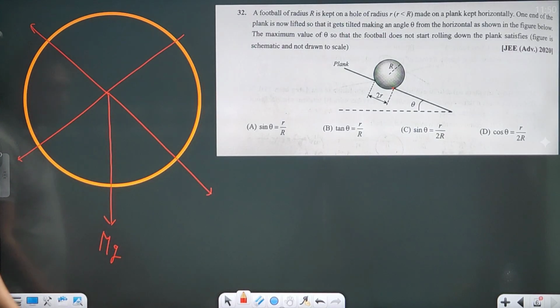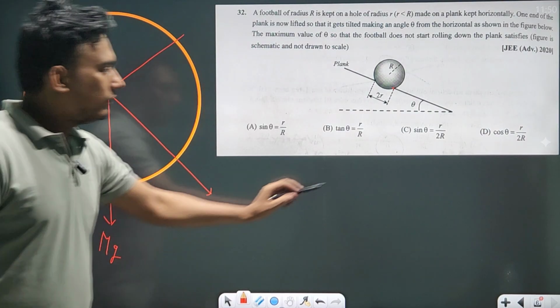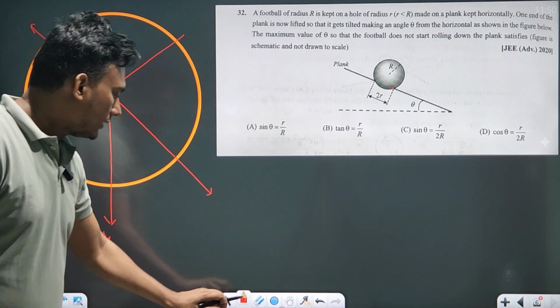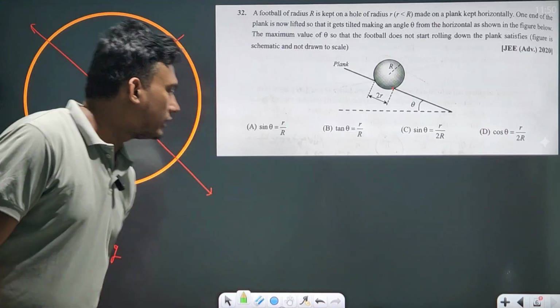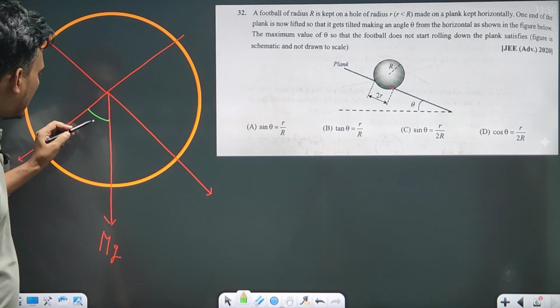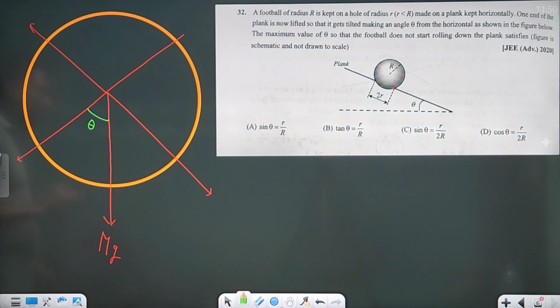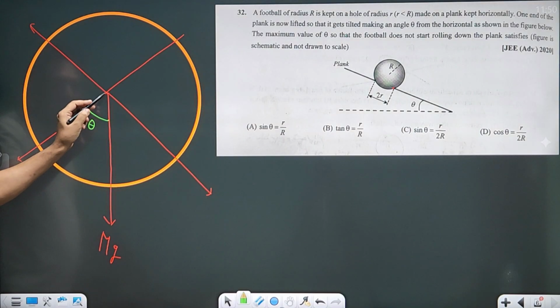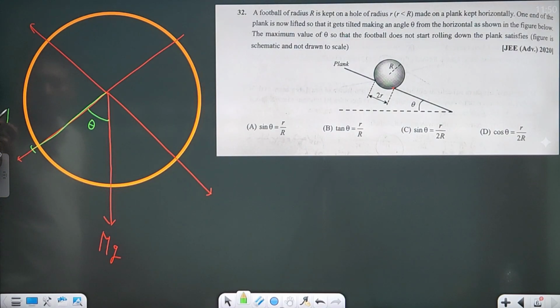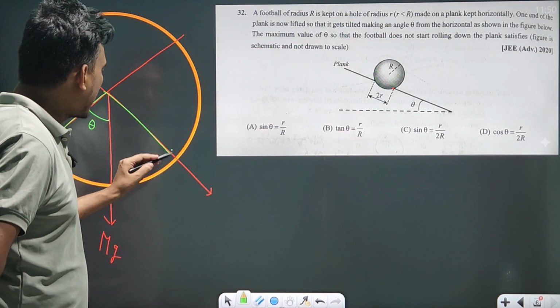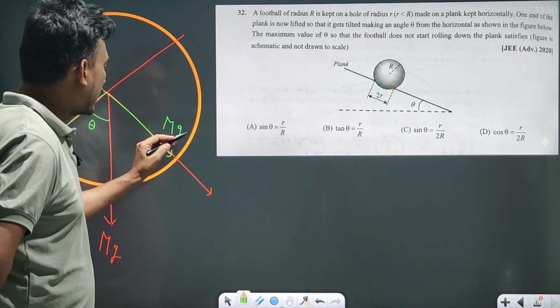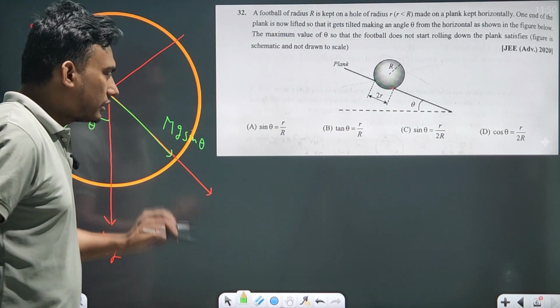The mass of the football I consider m. So mg will act downward, and by geometry, if the inclined plane has an angle theta, then this angle should be equal to theta. After that, I take the components of mg. This will be mg cos theta, and this will be mg sin theta. I am not considering the normal reaction.